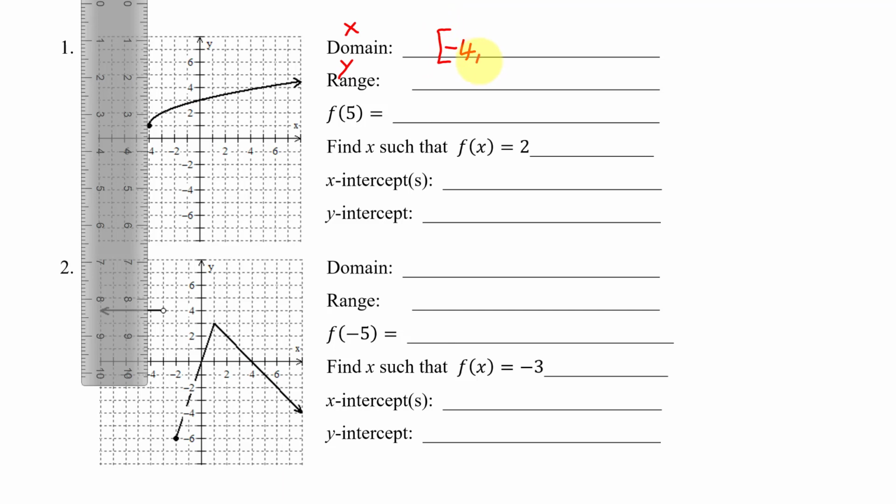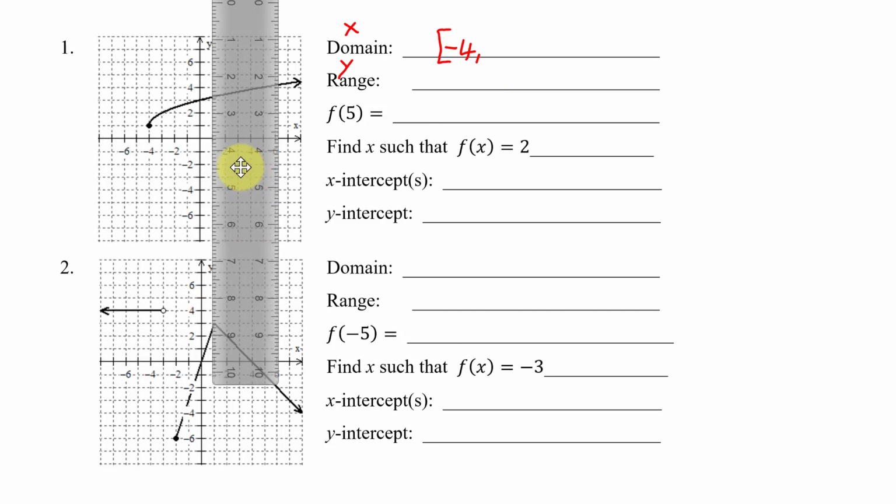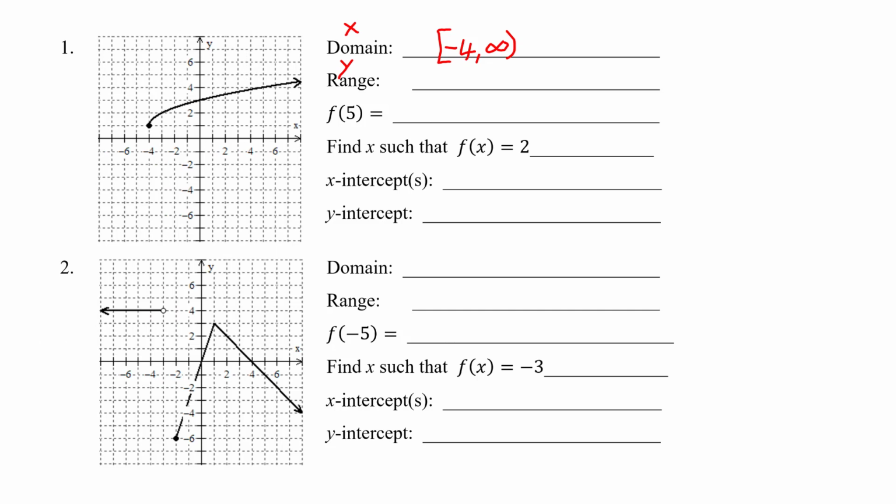And where does my domain go to? Well, looking at my graph, it keeps going, it keeps going, it keeps going, and look at that arrow. That points that this graph is going to keep going forever in the right-hand direction. So my x values are going to keep going to positive infinity. And remember, we always use parentheses when dealing with infinity and negative infinity.